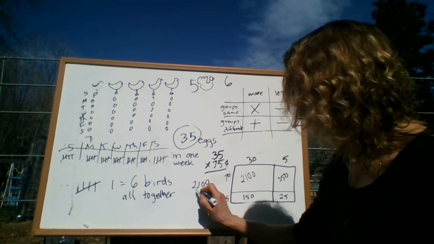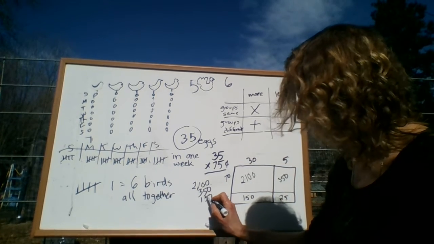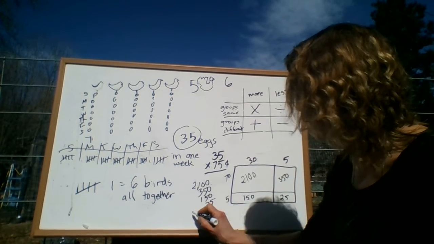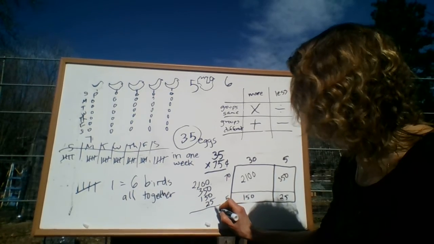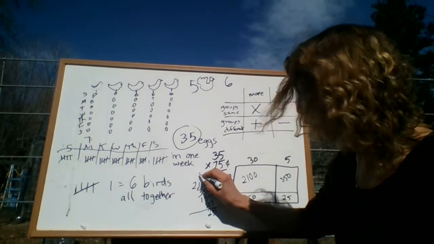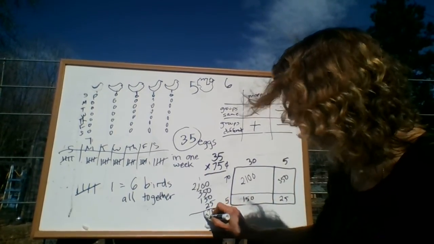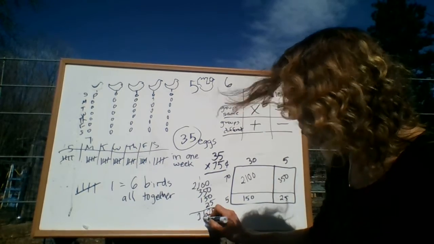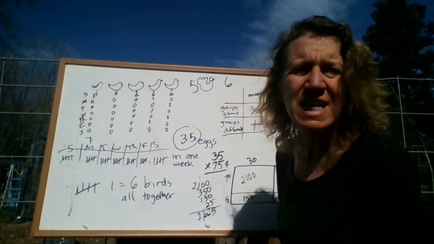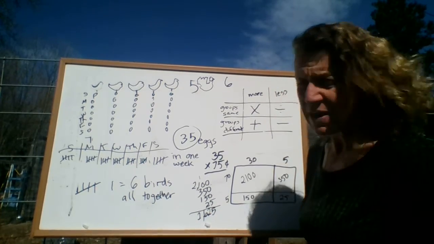2,100, 350, 150, and 25. 0, 0, 0, 0, 5. 5, 10, 11, 12. Carry the one. 1, 2, 3, 4, 5, 6, and 2. 2,625 cents. But I doubt I'm going to be going to the bank with 2,625 cents, right?